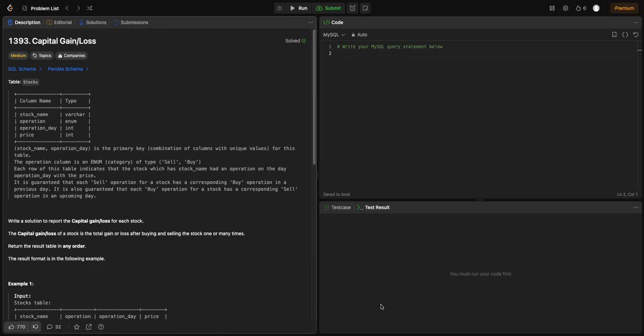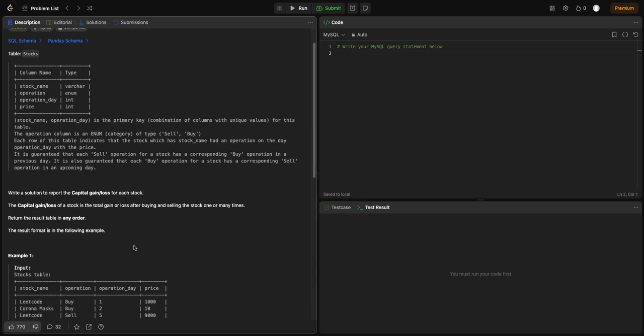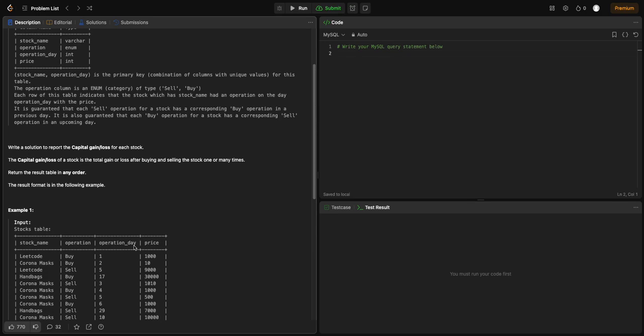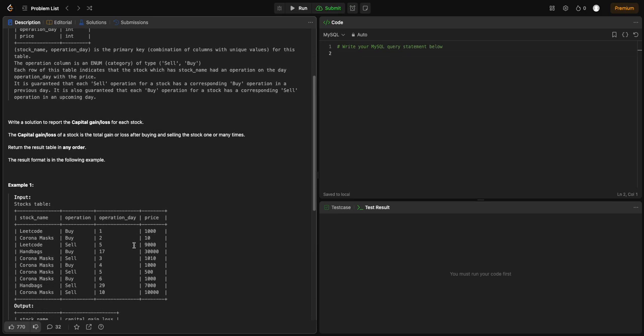Let's solve question 1393, capital gain or loss. We are asked to write a SQL query to report the capital gain or loss for each stock. The capital gain or loss of a stock is the total gain or loss after buying and selling the stock one or many times. We are free to return the result table in any order. Let's look at the example provided to try and understand this question a little better.